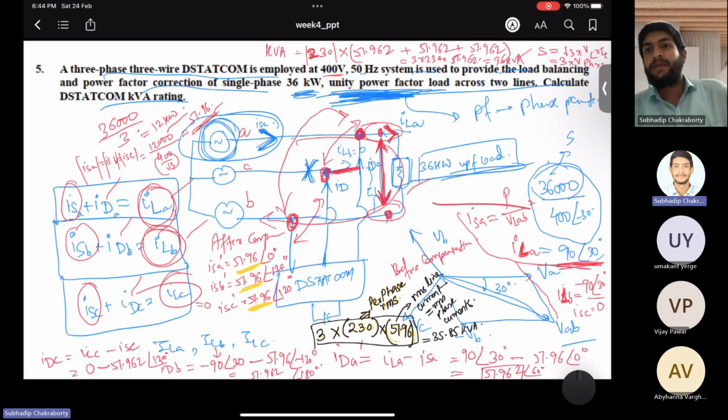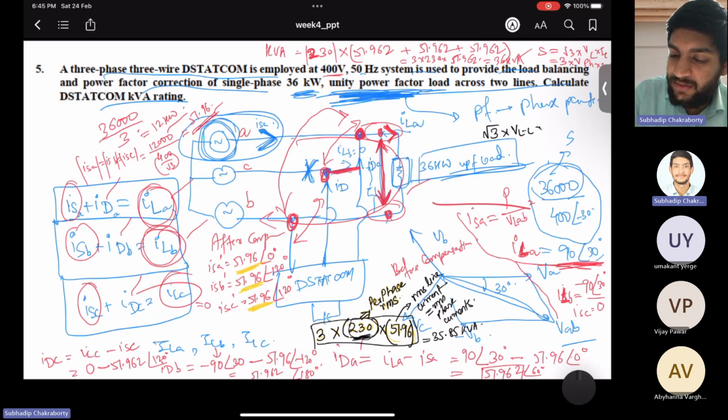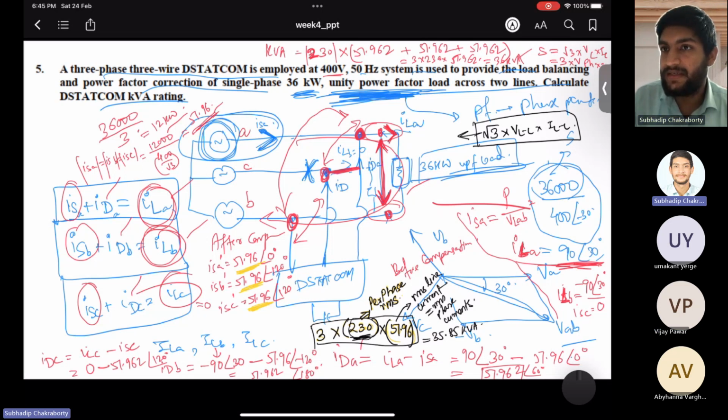Okay, sir. But don't forget to take the RMS values, not the peak values or the line to line values. Take the per phase RMS values. If you do it like this for a balanced system, root 3 into V line to line into I line to line, that is also valid. All these two formulas are valid. But this formula is only valid when it is a balanced system. Remember.